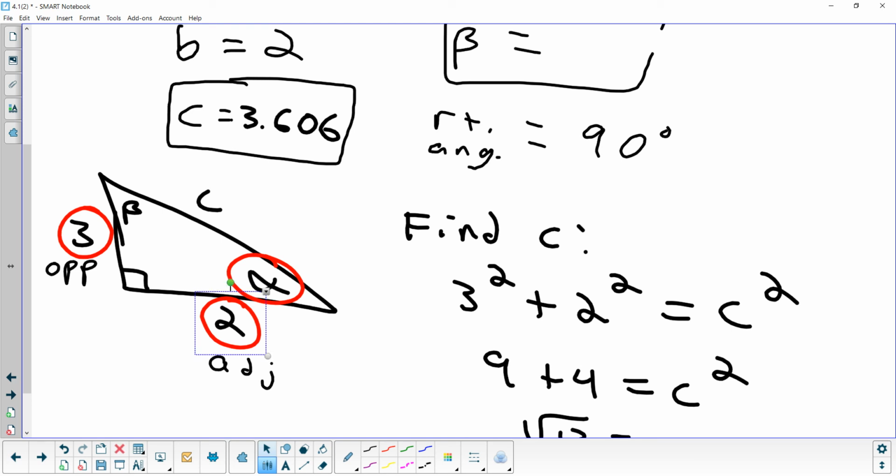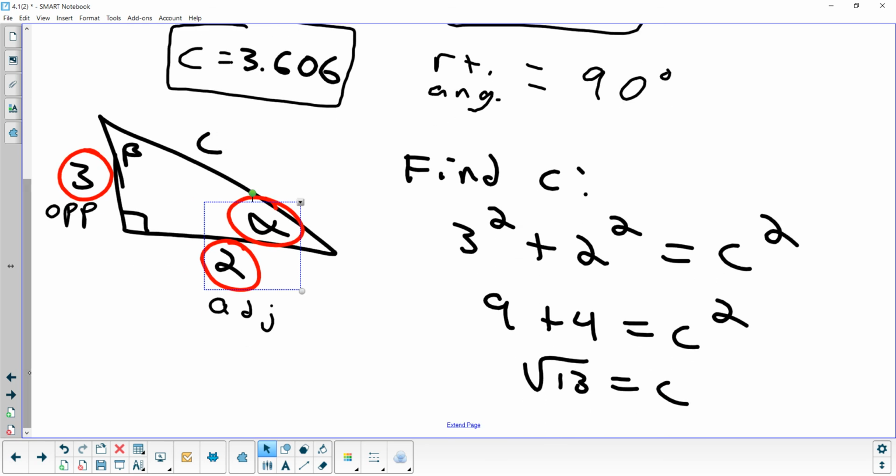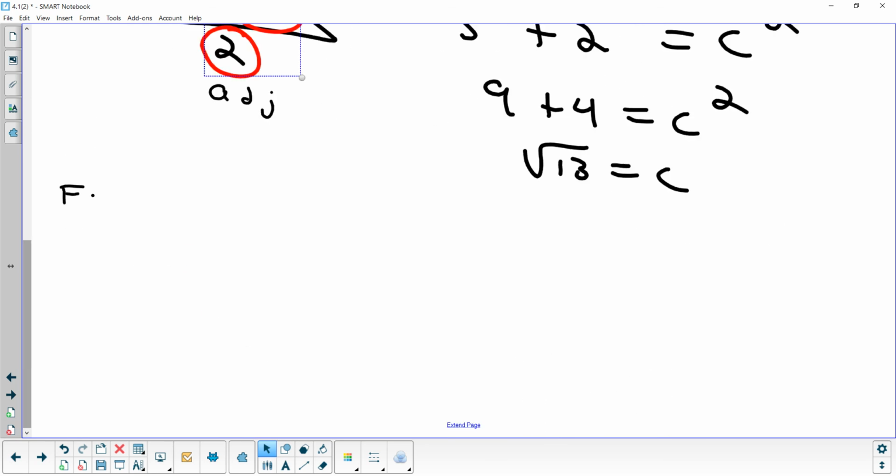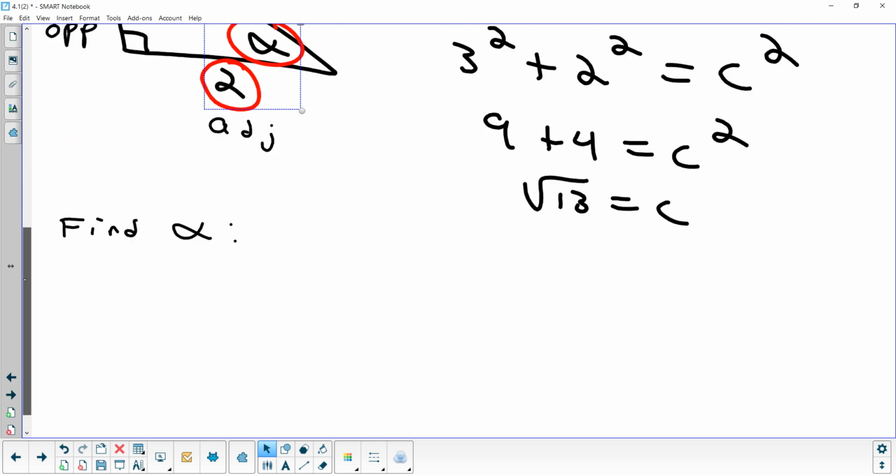So we're still using 3 things, but look at what the variable is this time. It's not one of the sides. You know both the sides. The variable is the angle. That's never happened before. And since that's never happened, we're going to have to solve it in a way that's a little bit different. So, find alpha.